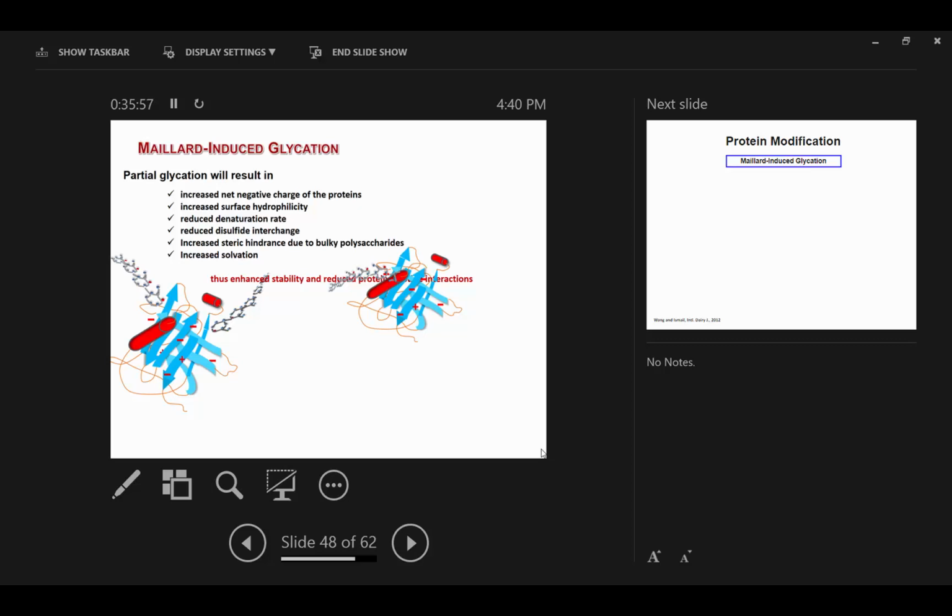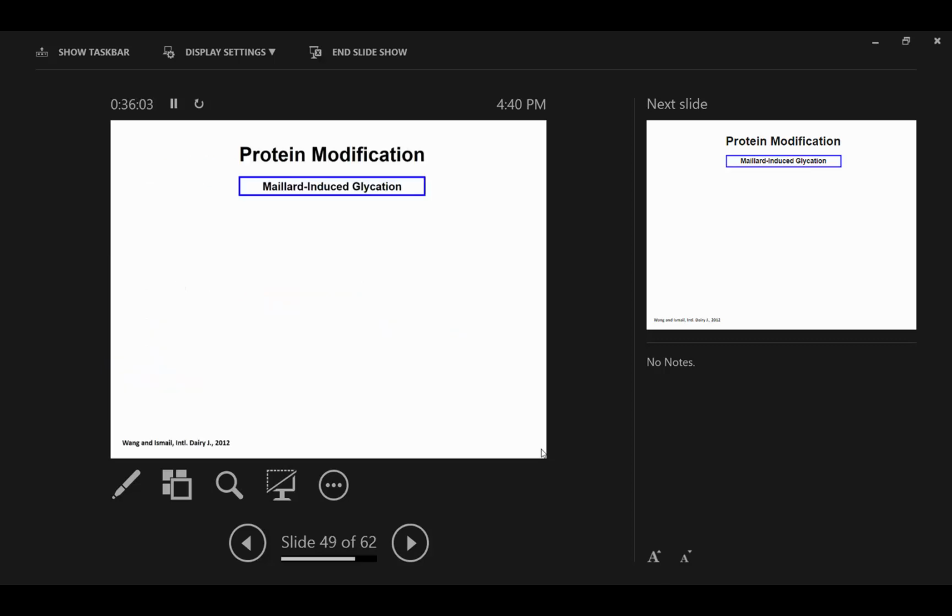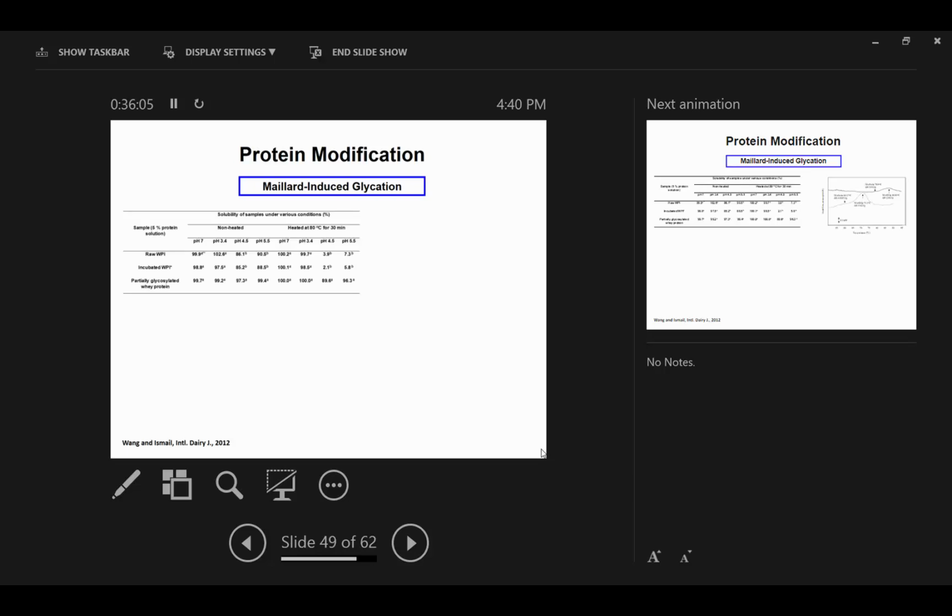And with that, you get better solvation. So you have better interaction with water over time. So here's a demonstration that it really worked. Like I said, whey protein is very soluble.